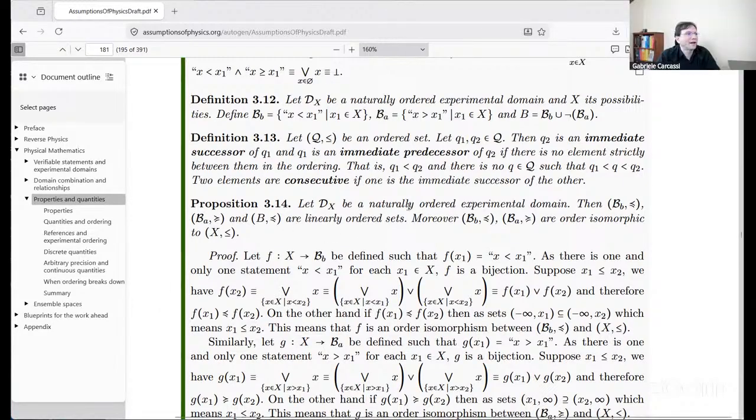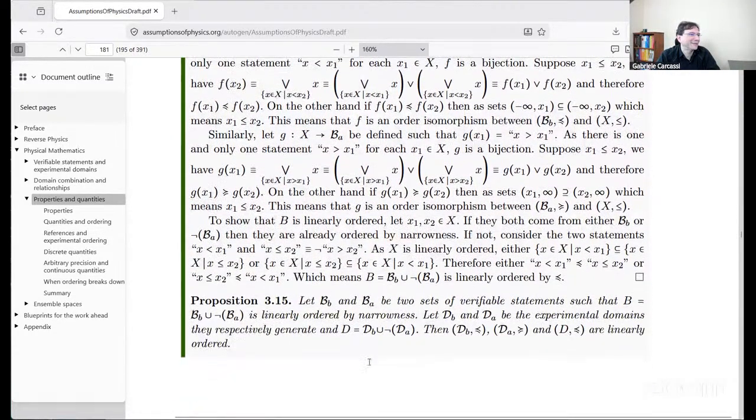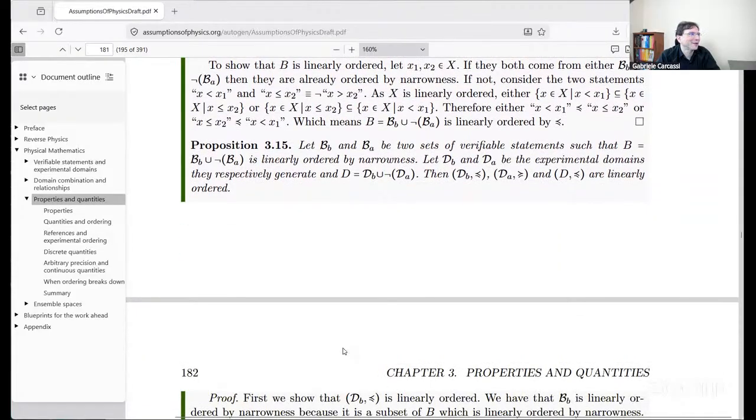Because this is a naturally ordered experimental domain, the possibilities come with an ordering. And then you basically say all these statements of this form are ordered by narrowness or broadness, and the ordering that they have is order isomorphic to this. So you can go from each element to each element here, preserving the ordering. And in this case it's the same way, it's just that the ordering gets swapped. The proof is going to be tedious, but the result is obvious.